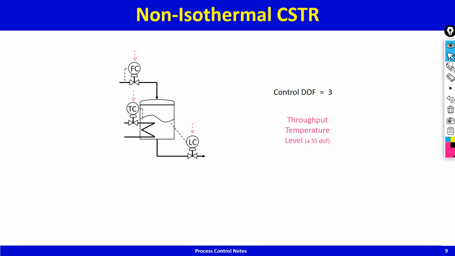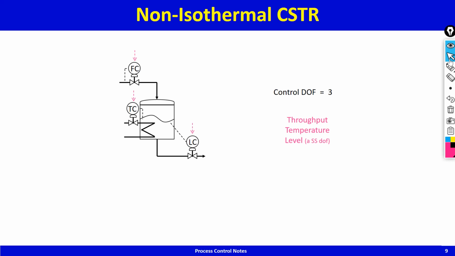Now, because level affects the conversion and hence the steady state at which the process operates, if you have a higher level, you will have a higher residence time, you will have a higher single pass conversion. If you have a higher single pass conversion, you will have less unreacted reactants in the outflow. If you reduce the level, you will have lower single pass conversion. Lower single pass conversion means you will have more unreacted reactants in the outflow.